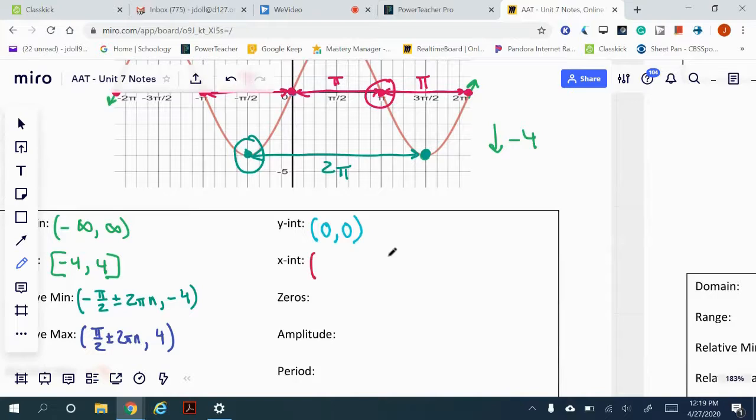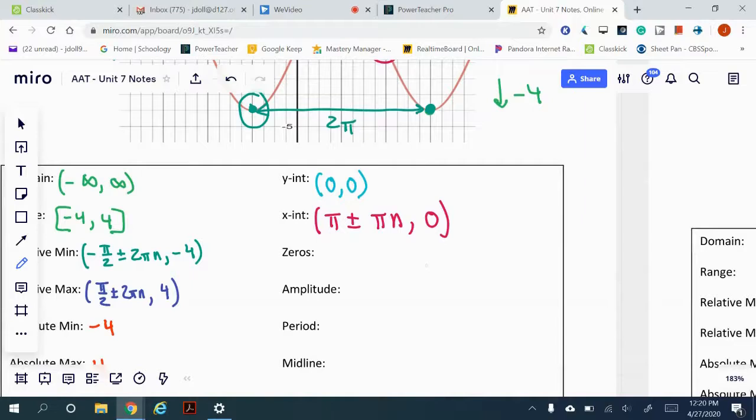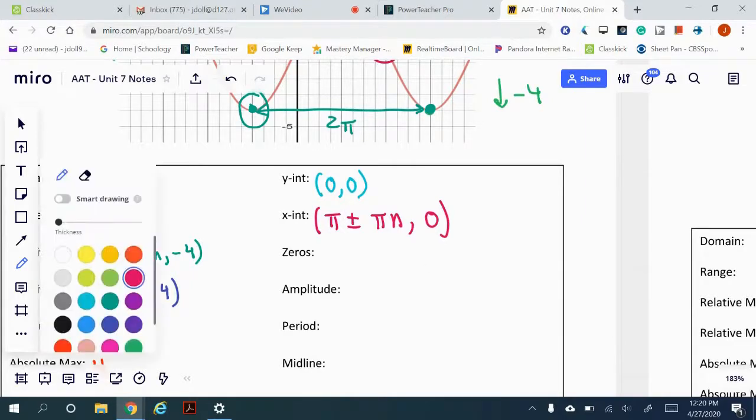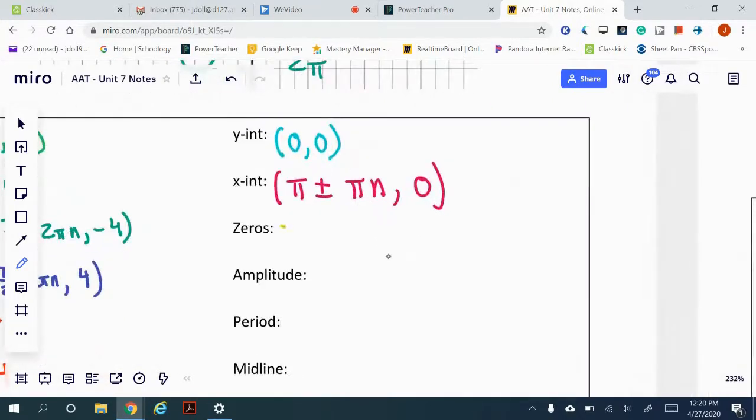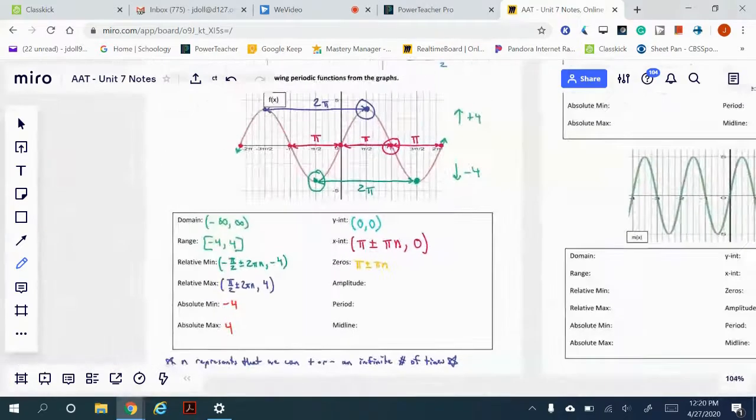All right, so my x-intercept here is going to start off with pi, because I'm starting at pi, and then plus or minus pi, which is the distance, n times, because I can do that an unlimited number of times. And then the y-coordinate for all of those, because it's an x-intercept, is going to be 0. Now, the zeros are pretty easy as well, guys. The zeros come directly from this. The zeros are just going to be the x-coordinates of the x-intercepts. So whatever I have here for my x-intercepts, I just pull that down, and that's my zeros. So that's all of the characteristics we're familiar with.